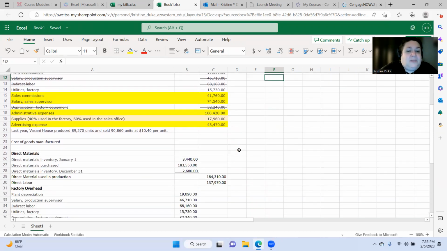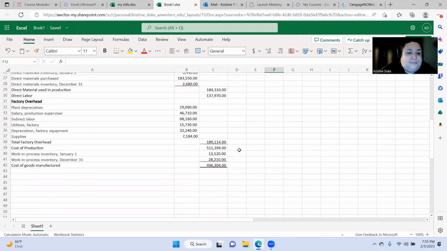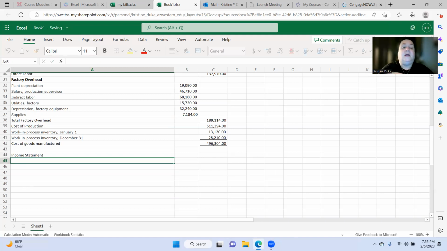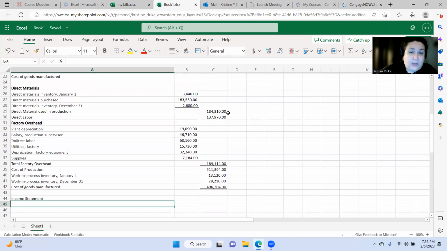Okay, so let's go ahead and figure this out. We're going to do our income statement. Now, according to the textbook, they want us to do an absorption income statement. If you remember correctly, the difference between a variable income statement and an absorption income statement has to do with the type of cost. So up here, you can see I've got direct materials, my direct labor, and my factory overhead. So I've got all of this that occurred this month.